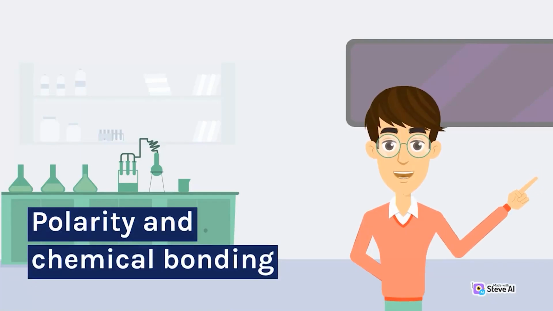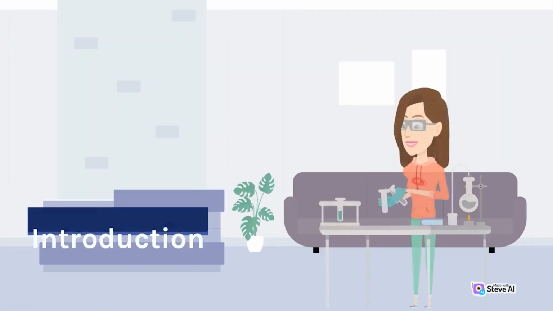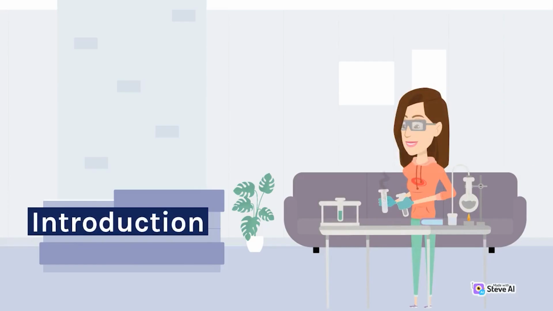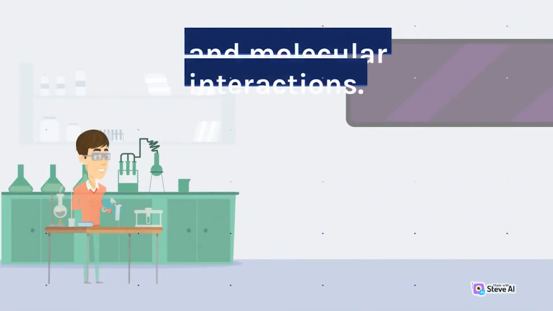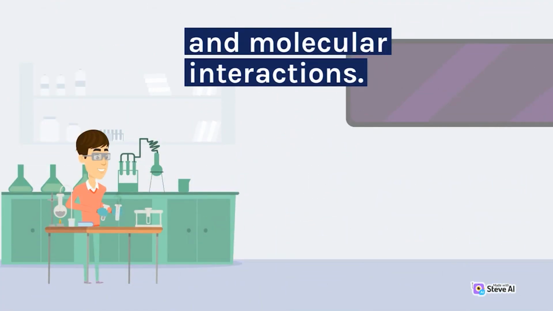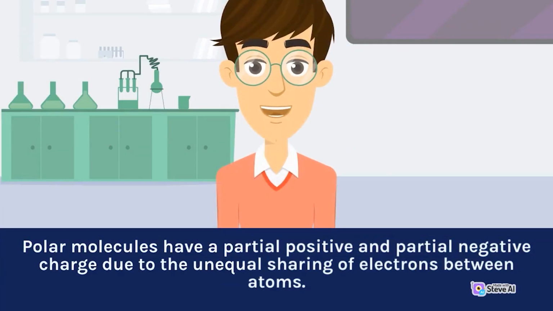Polarity and chemical bonding. Introduction. Polarity is a fundamental concept in chemistry that plays a critical role in understanding chemical bonding and molecular interactions. Polar molecules have a partial positive and partial negative charge due to the unequal sharing of electrons between atoms.